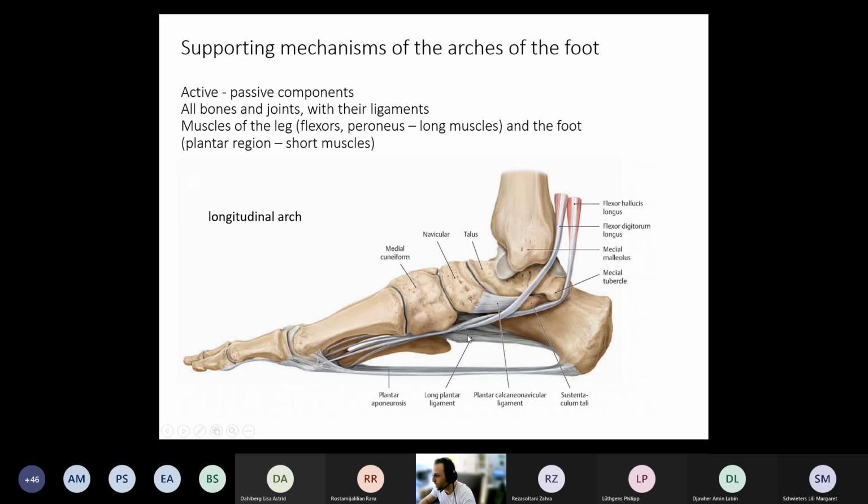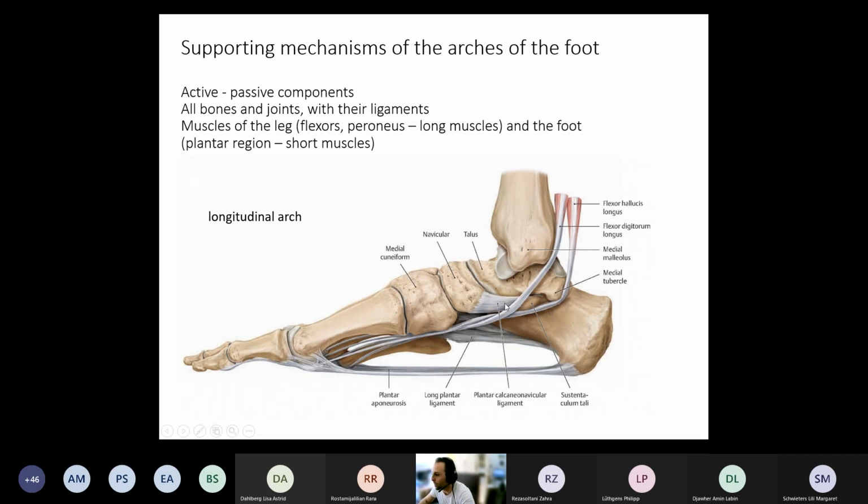Here you see several important supportive structures for the longitudinal arch. First of all, there you see the long plantar ligament and the plantar aponeurosis. Since these are ligaments, they belong to the passive components. And here you see two very important active components, the flexor digitorum longus and flexor hallucis longus muscles with their long tendons, which have a crossing here.